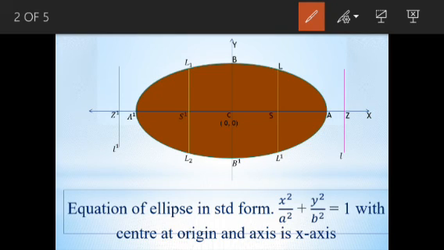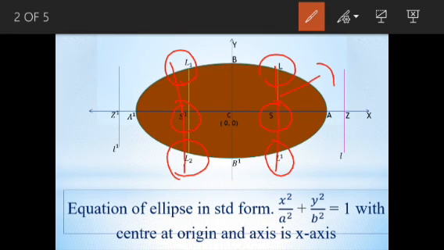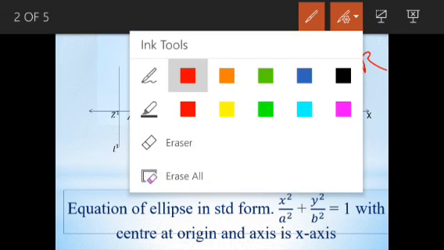The ellipse contains the two focus S and S dash. These two are called foci. The lines through these two foci cut the ellipse at 4 points, L, L dash, L1 and L2. These two lines are called the latus rectums of an ellipse.